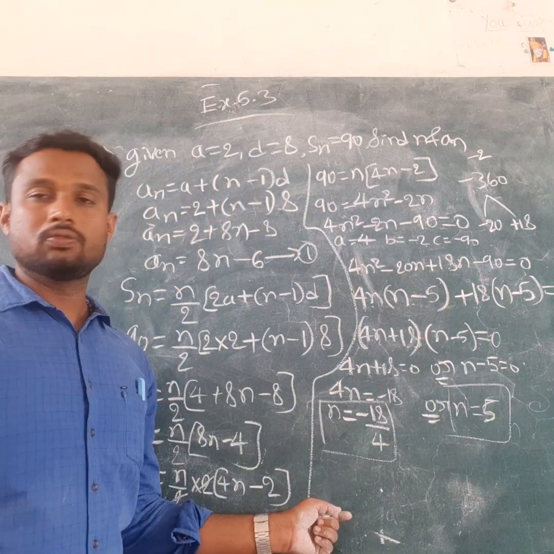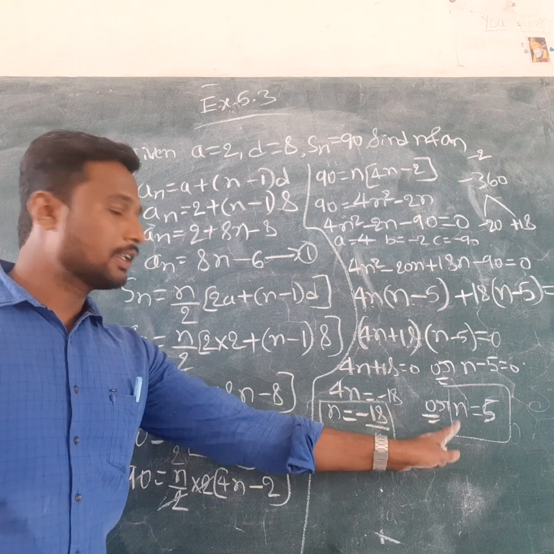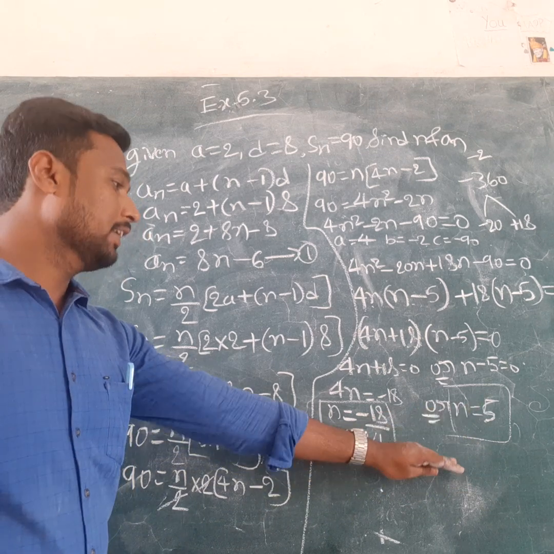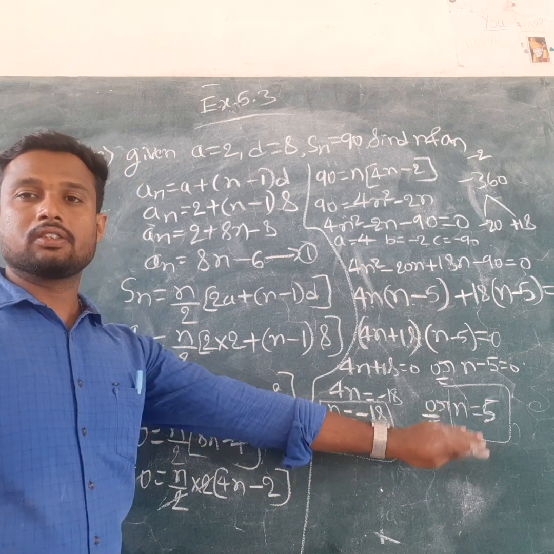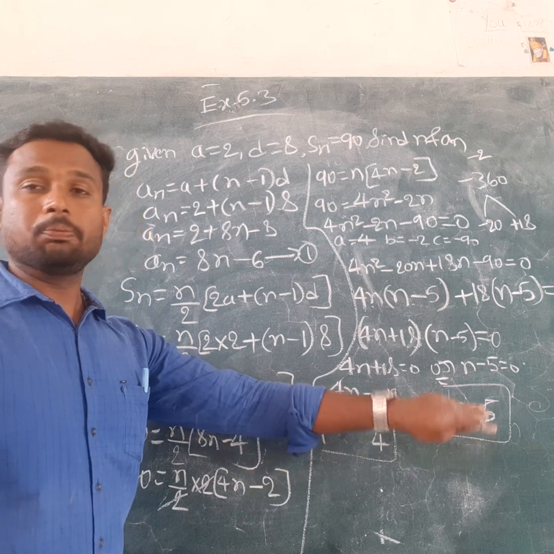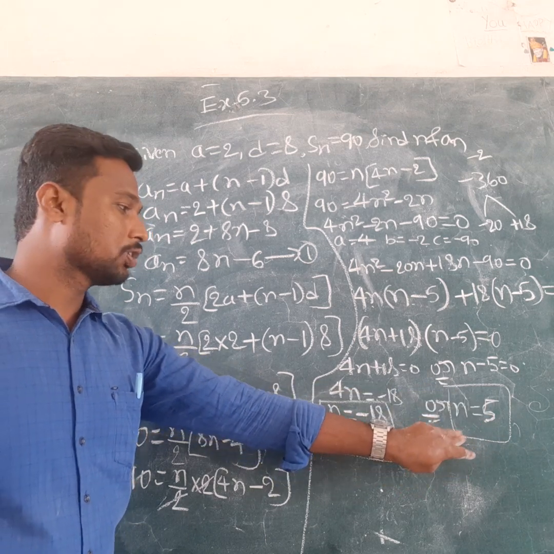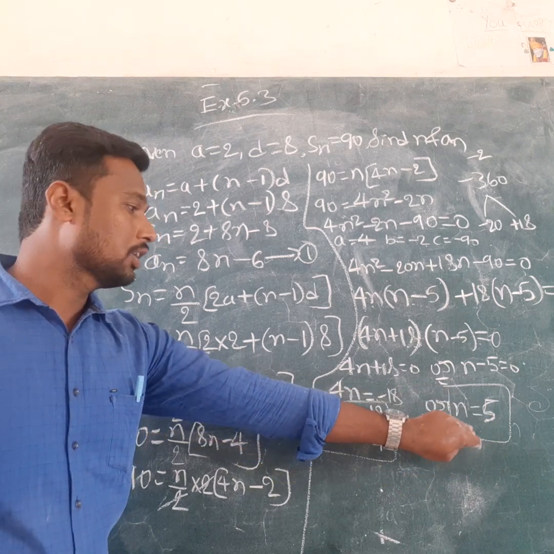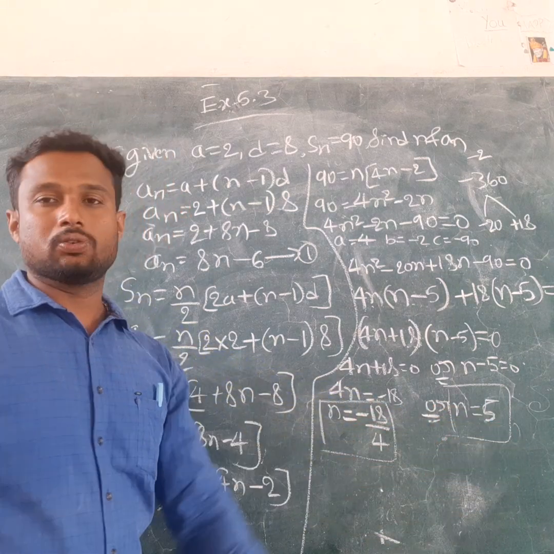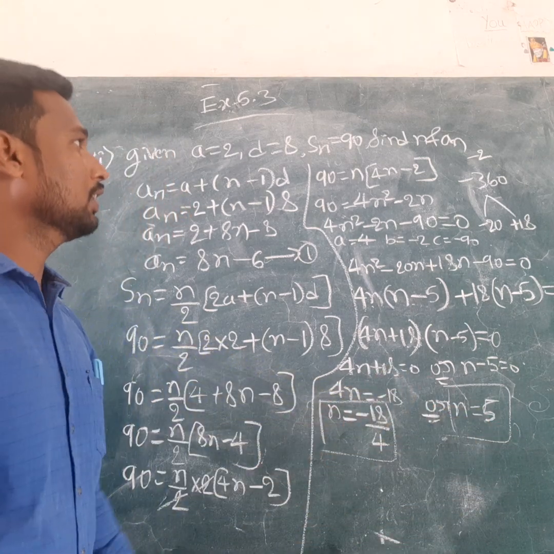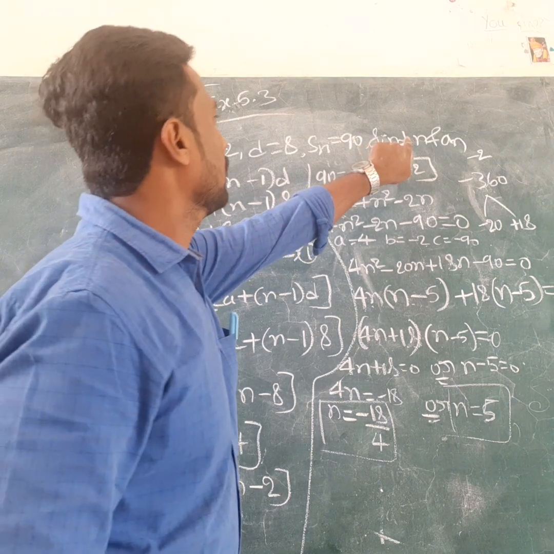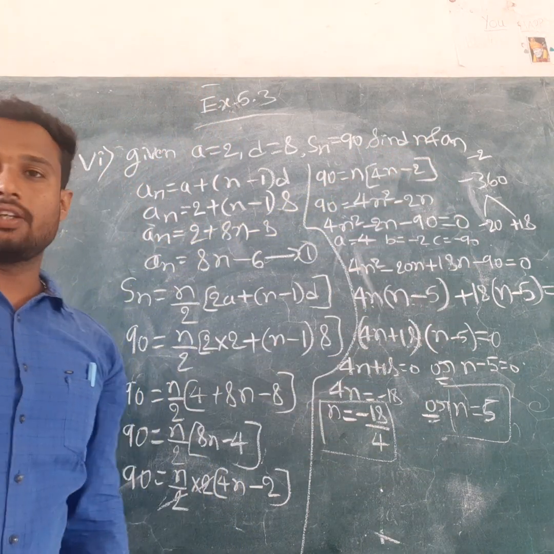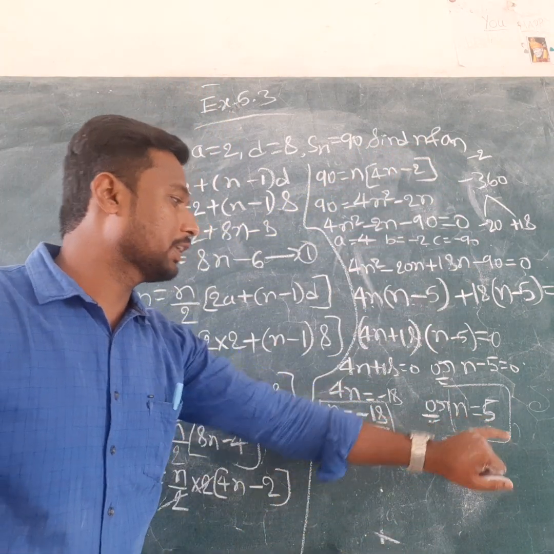What can we consider now? The answer is n is equal to 5. Why? Because n value should always be a positive integer. So here n is equal to 5. Now I got the n value. Now they asked for the an value. So n is equal to 5.